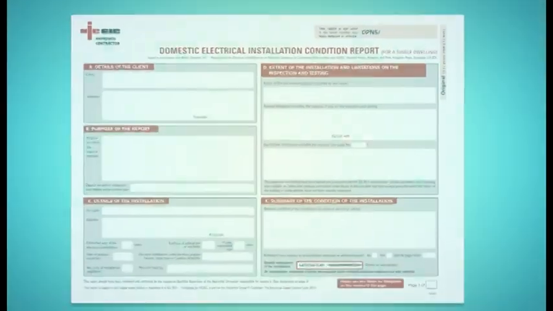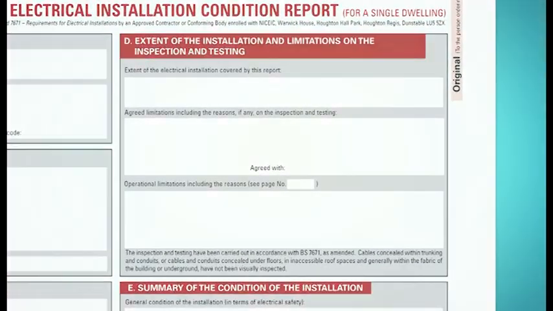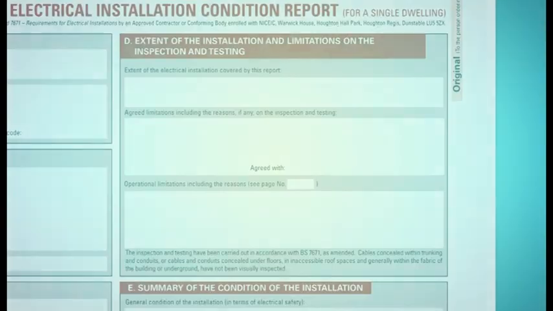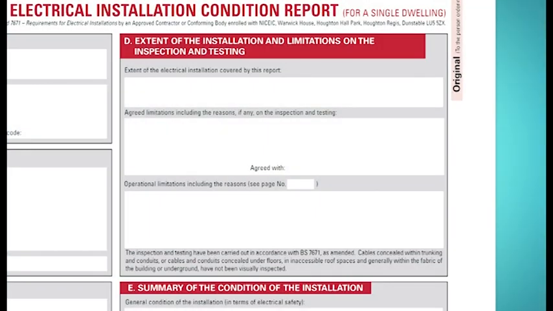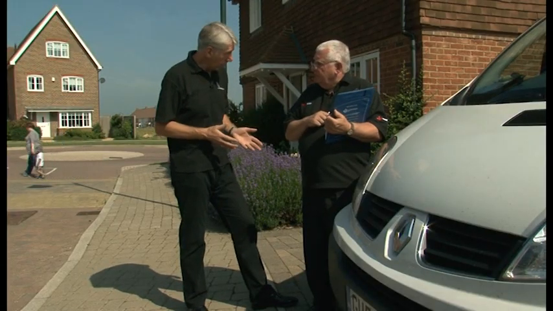It's important to remember that the extent of the electrical installations covered by the EICR will need to be filled into page 1 of the report. But a major change from the old PIR is how the inspector now needs to deal with limitations. We now have 2 boxes for limitations. One dealing with agreed limitations, which now must include the reason for a limitation and who they were agreed with, and the other for operational limitations. So these are big changes from the old PIR, Tony.